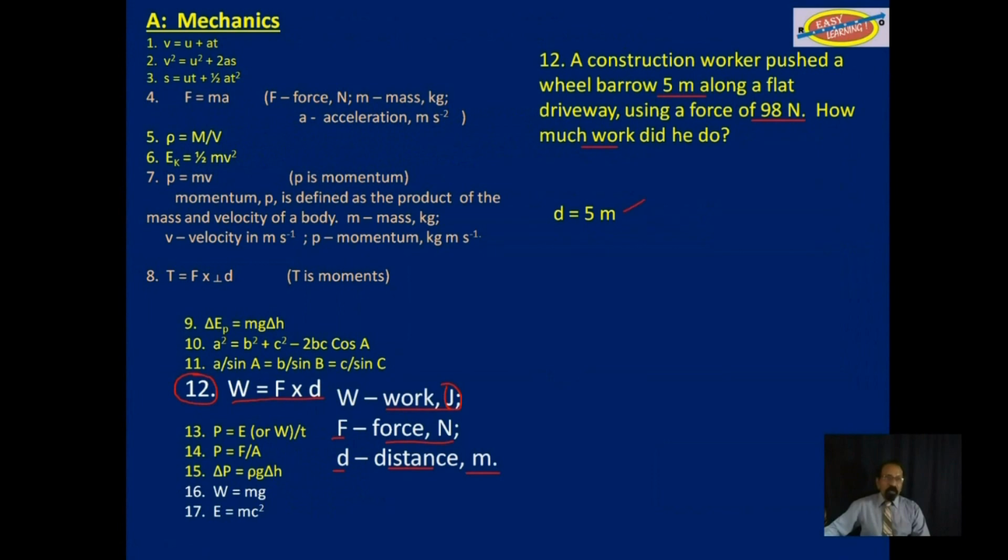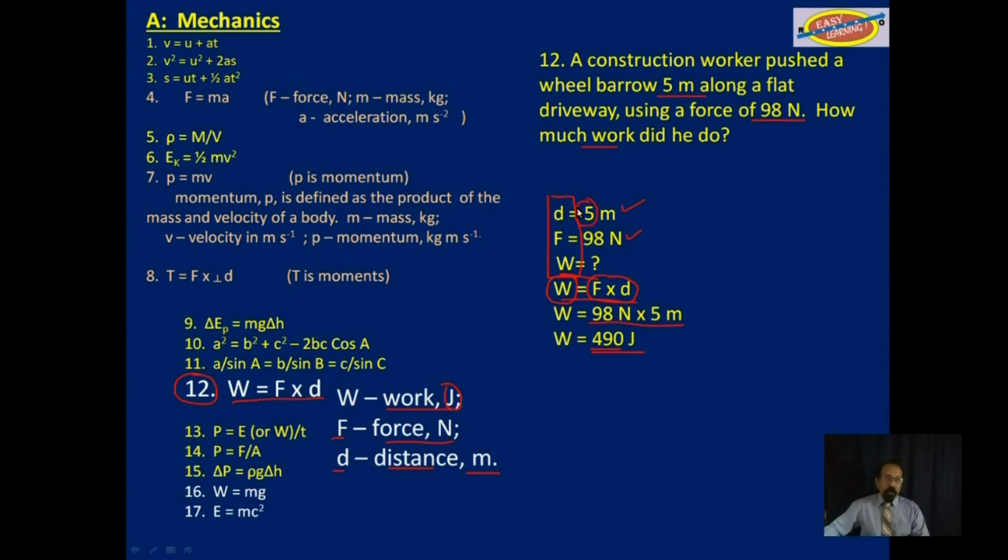Well, we know the distance, we know the force, we want to find work. Do we have a formula relating those variables? Yes. W is equal to F times D. We want to find W, which is already the subject of the formula. So all you need to do is substitute those two, and we get 98 newtons times 5 meters, which would give us 490 joules. We look at the data we are given.